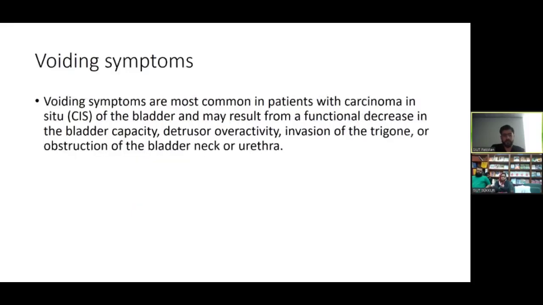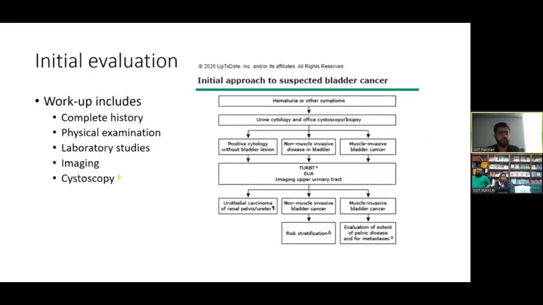Voiding symptoms are most common in patients with carcinoma in situ of the bladder. It may be due to functional decrease in the bladder capacity, reduced overactivity, invasion of the trigone, and obstruction of the bladder at the neck. So, when we have a patient who is presenting with painless hematuria, and we have reason to believe that we should investigate this patient, and we have excluded all the benign causes of hematuria, that's how we are going to work upon this patient.